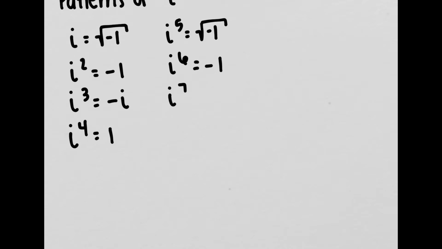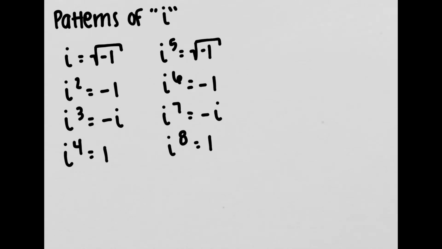And then I to the fourth is like I squared times I squared, so it's negative 1 times negative 1, and that's equal to positive 1. So I'm telling you right here, it starts repeating. I to the fifth would give me the square root of negative 1, or I. I to the sixth would give me negative 1. I to the seventh would give me negative I. And I to the eighth would give me positive 1. So this is what I mean by the patterns of I. This is something that you want to memorize.